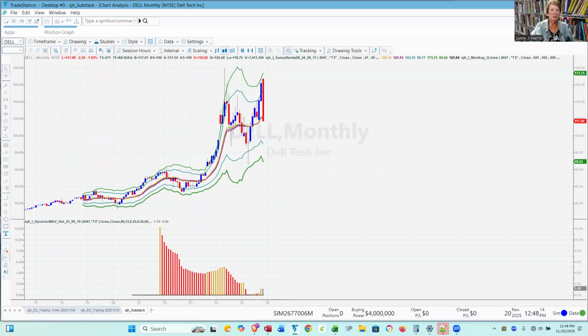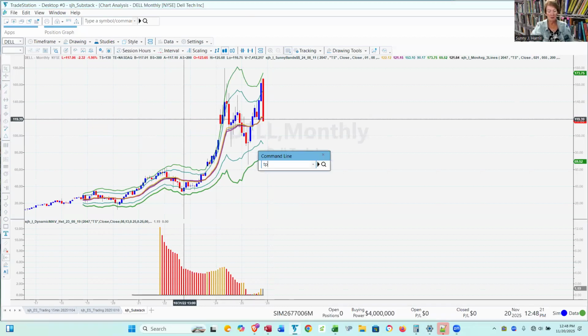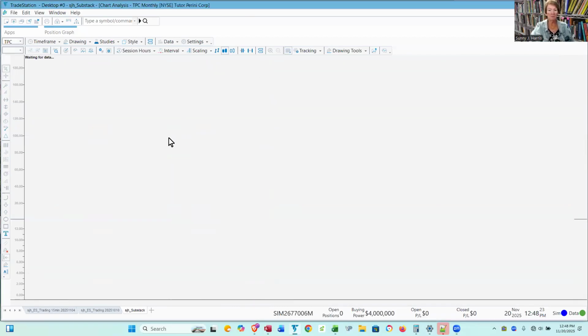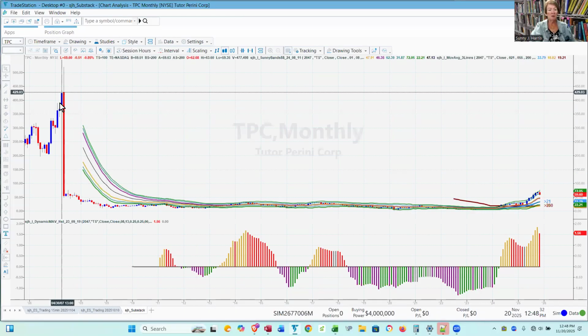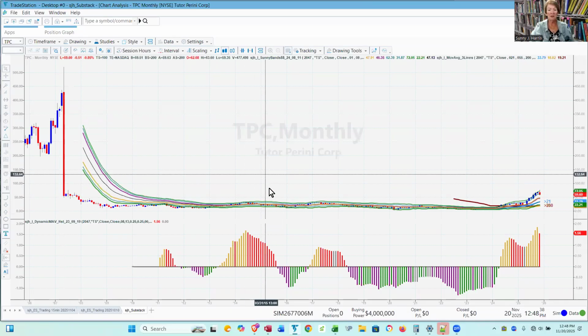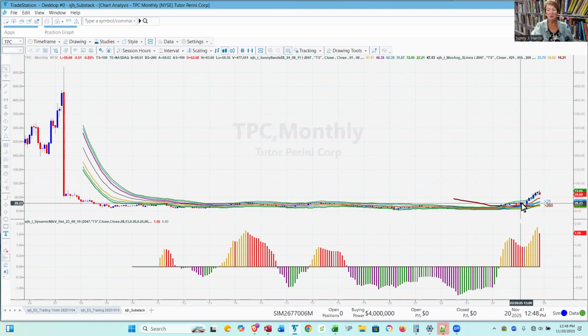ELTR, Google, TPC. And that's got a flat period for quite a long time across here. We had this great big red bar, great big down bar, from which it has not recovered, and it doesn't look like it's going to anytime soon. So it did start some movement out of the flat area.